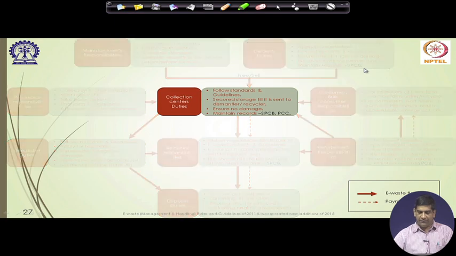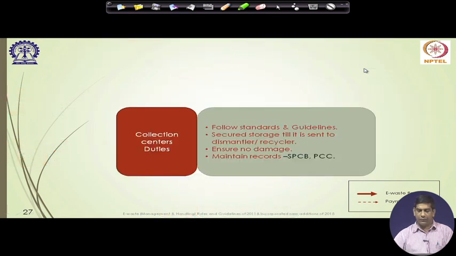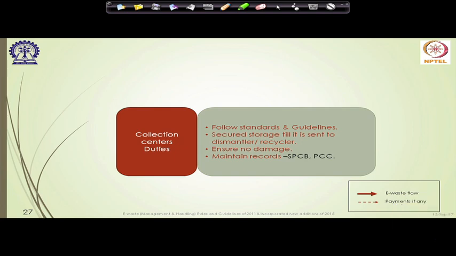And then we have collection centers. What they have to do, again, is follow the standard guidelines. They have to secure storage till it is sent to the dismantler or recycler, ensure there is no damage and no impact to the environment, maintain the record, and submit that record to the SPCB, which in turn will submit it to the CPCB. So those are the responsibilities of the collection center.